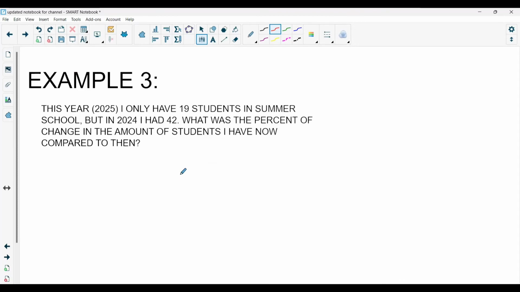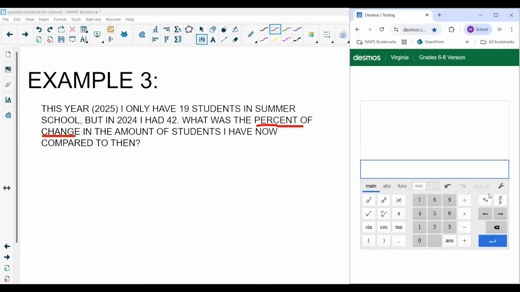This year, in 2025, I have had 19 students in summer school. But in 2024, I had 42. What was the percent of change in the amount of students I have now compared to then? Keyword here, percent of change. So I know I'm using my no-O formula. So I'm going to go ahead and get my calculator out. Okay, and I'm going to type my formula in right quick.